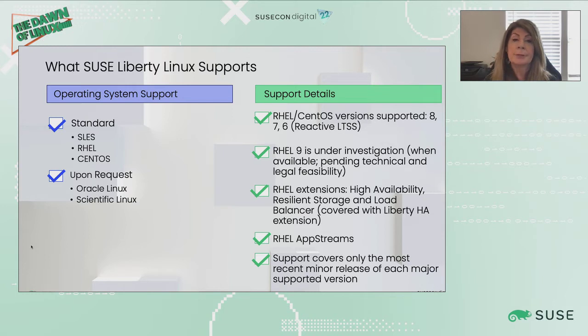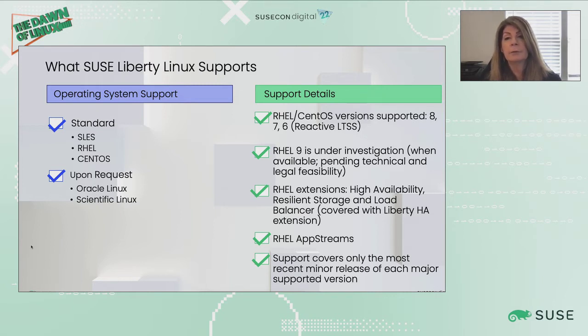When you subscribe to SUSE Liberty Linux, you automatically get support for SUSE, RHEL, and CentOS. And upon request, you can get support for Oracle Linux and Scientific Linux. And as you can see on the right, there's some details behind that.